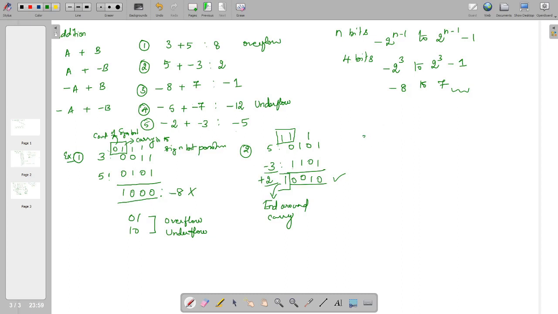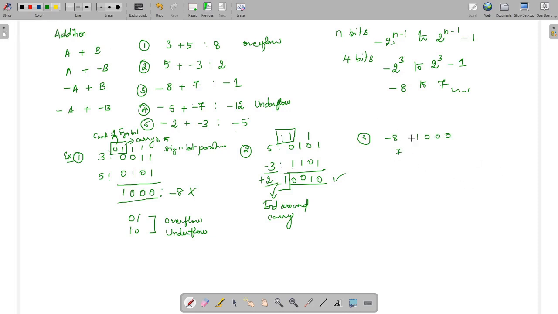Moving on to the next example, it is -8 and +7. So what is -8? It is 1 followed by 0. So I am just writing all the numbers in 2's complement form, because we are working with 2's complement arithmetic.